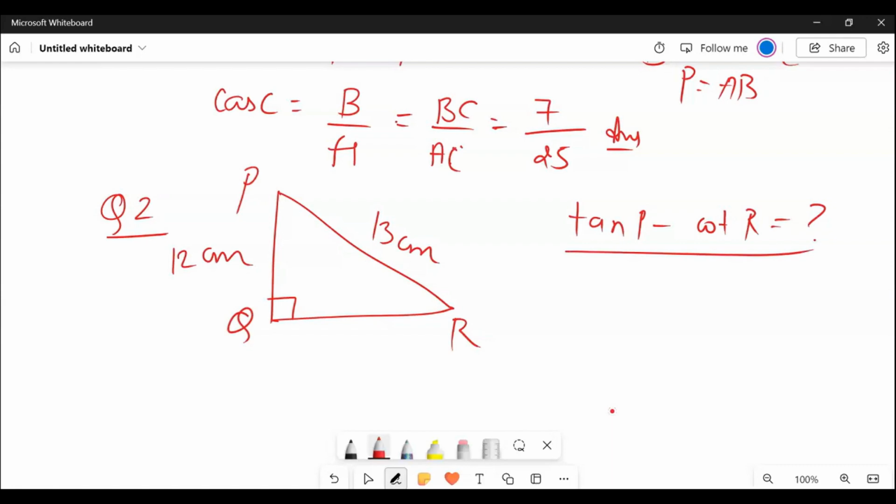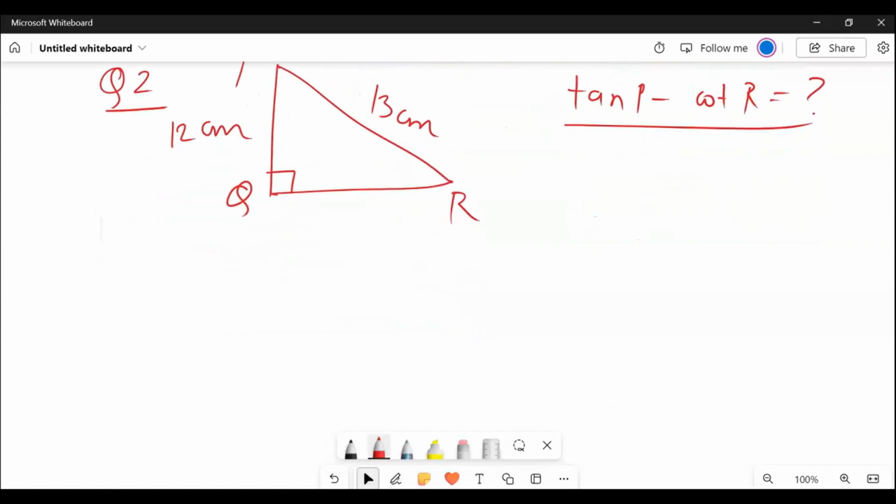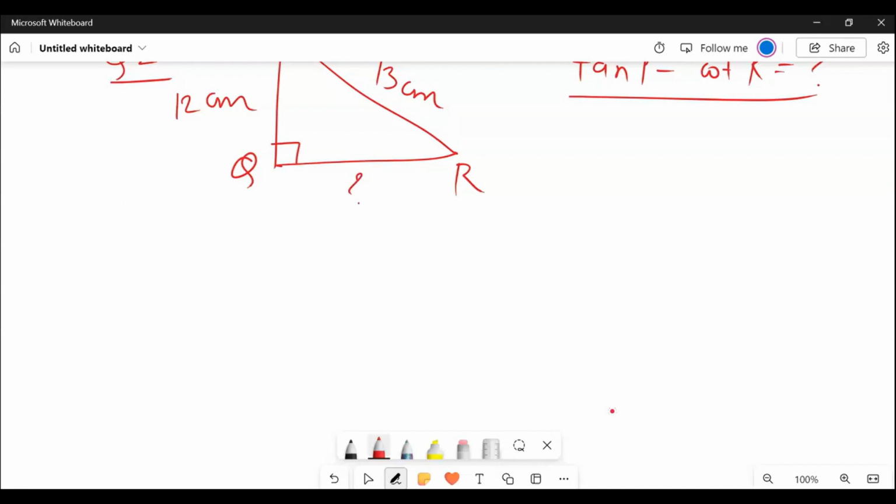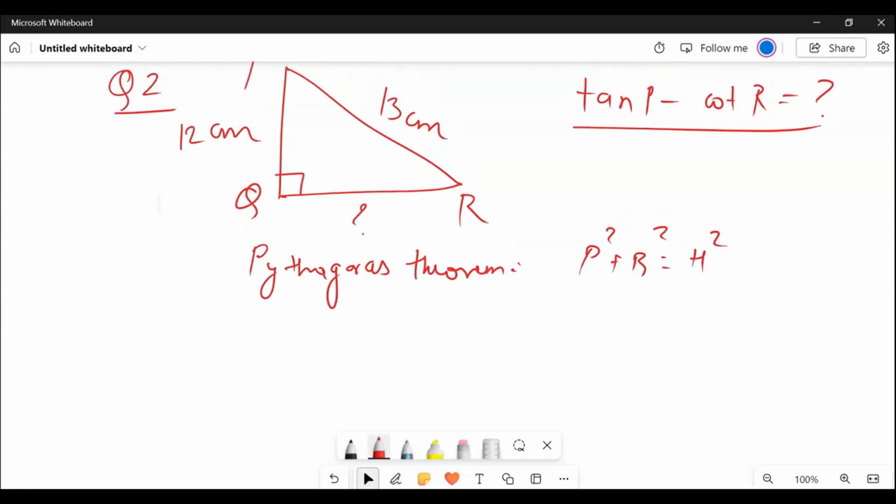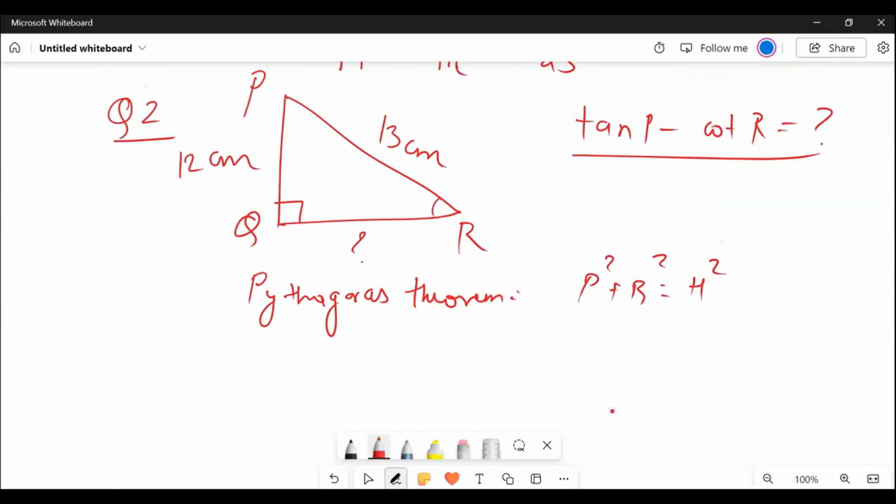Okay, so first, obviously two sides are given. Third, we need to find out the base, which is a question mark. So we will use the Pythagoras theorem first if one side is not given. Pythagoras theorem is, again I am writing, perpendicular square plus base square is always equal to hypotenuse square. In this triangle, you can take any perpendicular. Basically this one, 12 centimeter. So 12 with respect to R we are talking about. So 12 square plus base square is your hypotenuse square, means 13 square.